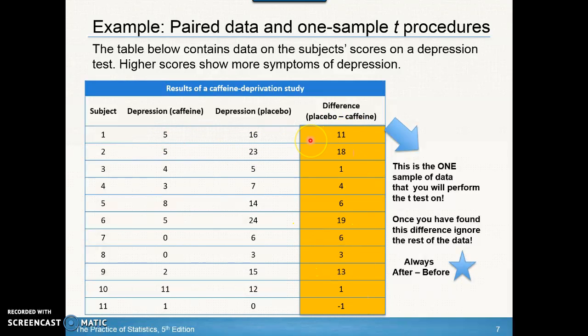Since we're checking to see if it made a difference when I did not give them caffeine, we're only going to do a test on the differences. This is the one sample of data that you're going to perform the t-test on. Once you've found the differences, you're just going to literally ignore the rest of the data. You could cross it out if that's helpful for you, so you know that you're only looking at the differences. What happens if I don't give them the caffeine, okay? And just remember that you're always going to do the after minus the before, because the difference is saying, hey, how did the treatment affect what happened?